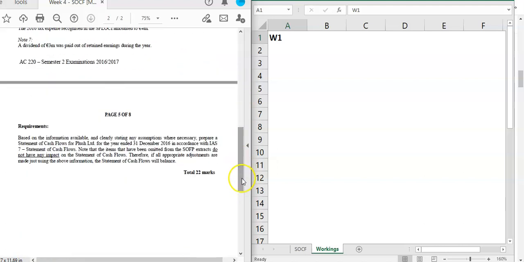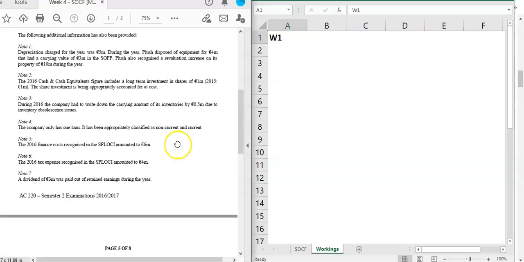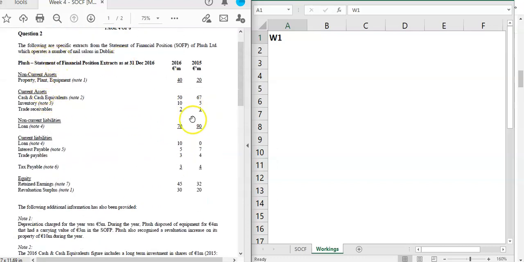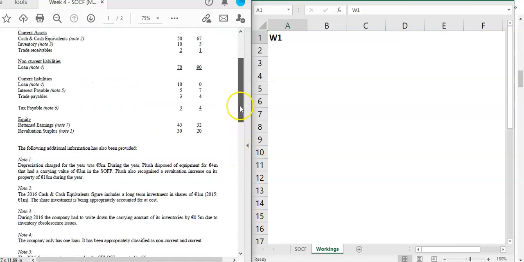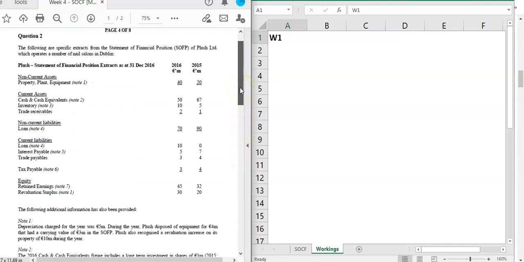So what you're asked for here is to prepare a statement of cash flows for Plush for the year ended 31st December 2016, in accordance with IAS 7. Note, although you're only given an extract from the statement of financial position, it's not a full one, the question says anything that's not given won't impact the statement of cash flows. So it should balance overall.